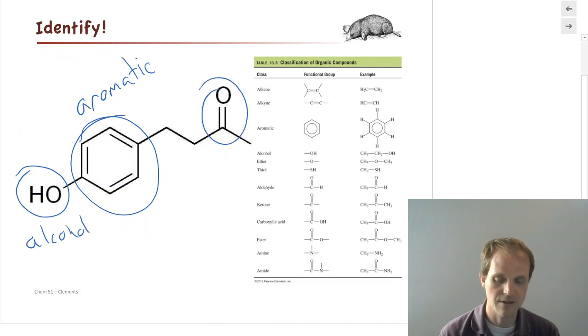And what do we have here? Is that an aldehyde or a ketone? Well, we do have a carbon after that. That makes it a ketone.